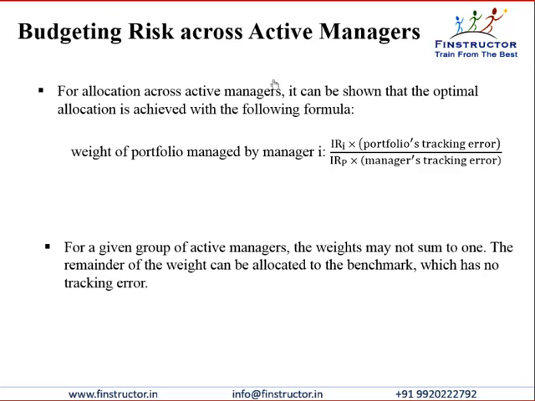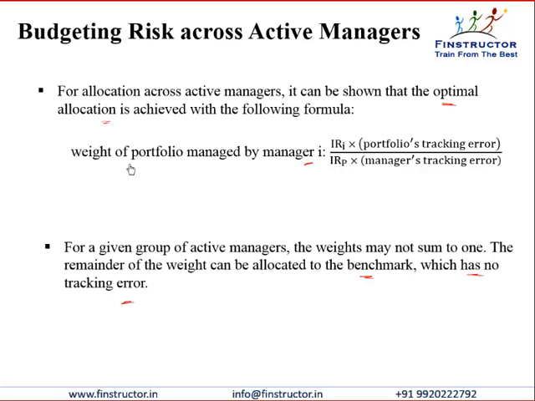Finally, it can also be shown that within fund managers, the optimal allocation will be achieved when the weight of the portfolio managed by manager i is equal to the information ratio of manager i upon the information ratio of the portfolio, multiplied by the portfolio's tracking error upon the manager's tracking error. For a given group of active managers, these weights may not always sum to 1. In such a case, the remainder can be allocated to the benchmark, which has no tracking error.